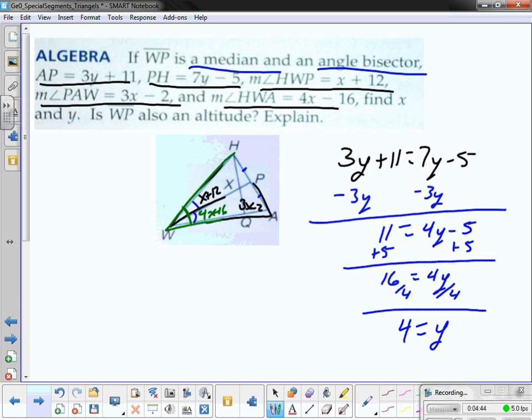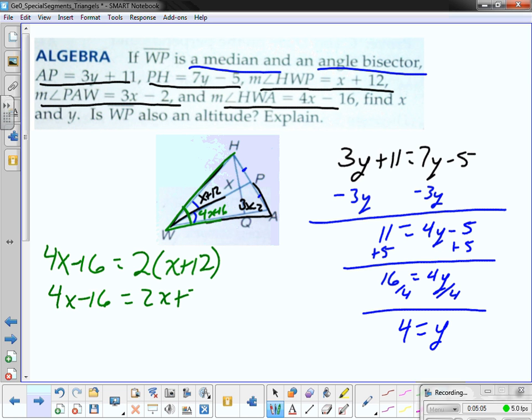Well, if the whole thing is 4x minus 16, that means I need 2 of the x plus 12s to make that work. That's the only way those two things could be equal, because the x plus 12 is half of the big one, so there have to be 2 of those. So that gives me 4x minus 16 has to equal 2x plus 24. Now I subtract my smaller x value, that's 2x.